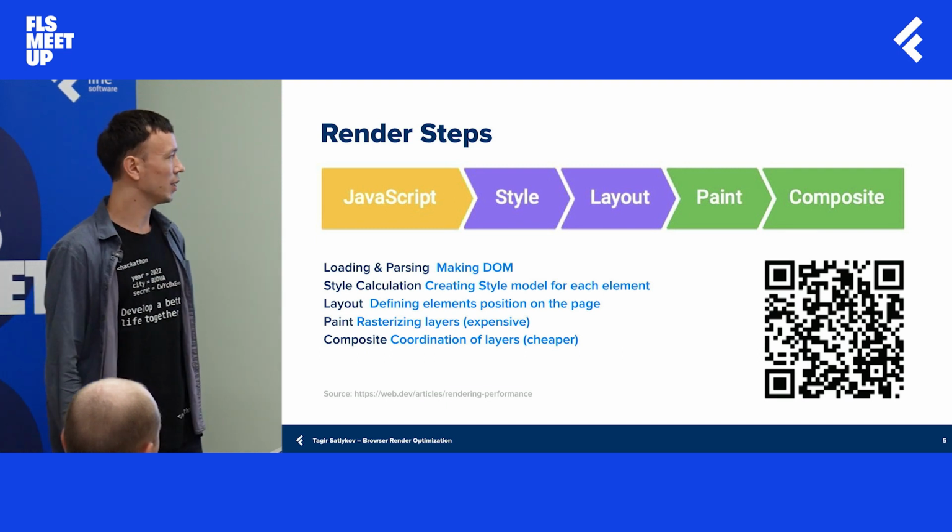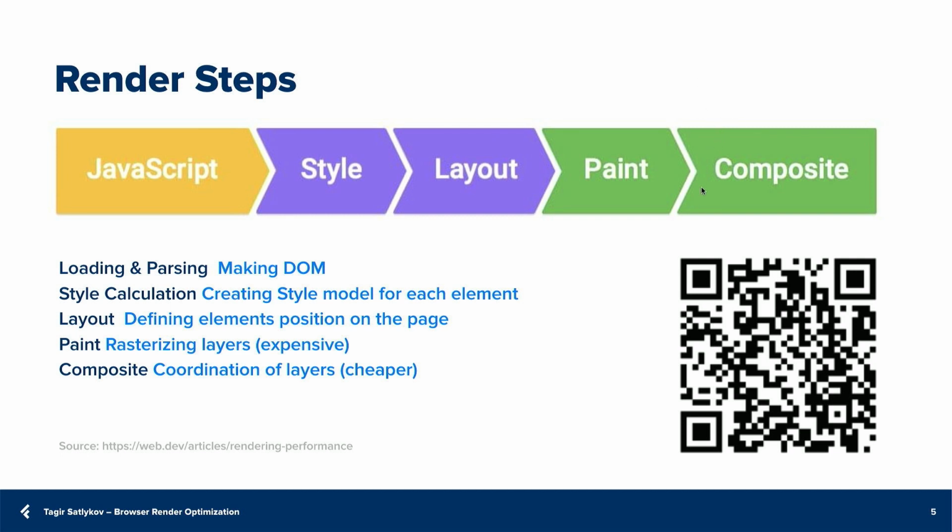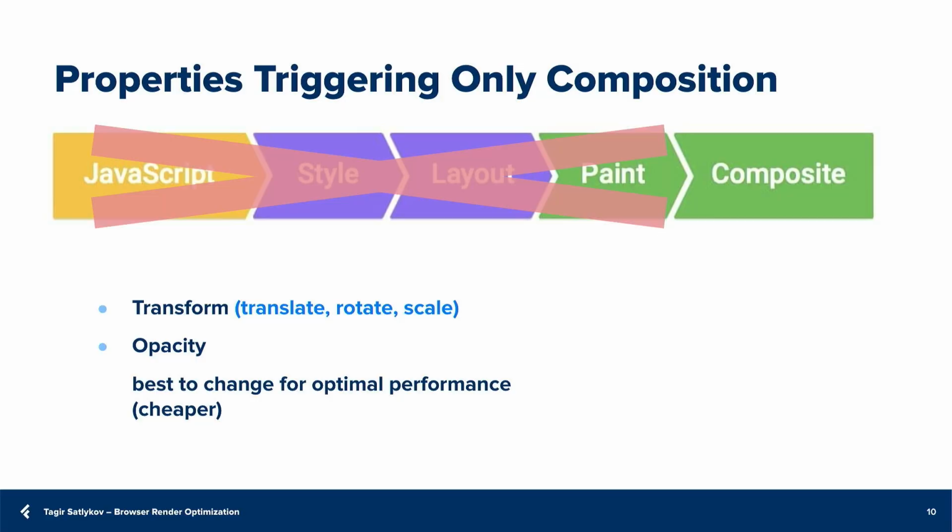So if you're doing something, if the browser can do only compose for the new frame, it's going to be cheap and easy for your computer. If you need to do some new rasterizing, okay, it's affordable, it's normal. But if you do some changes, for example, in your DOM tree, all your page will be re-rendered, and it's not a cheap operation.